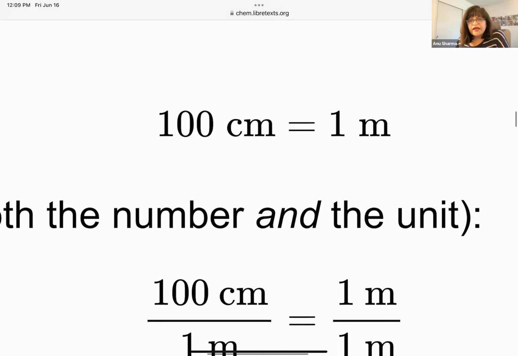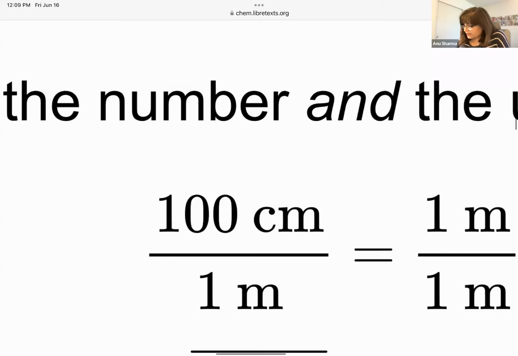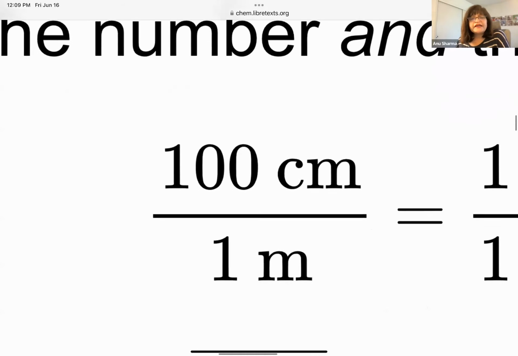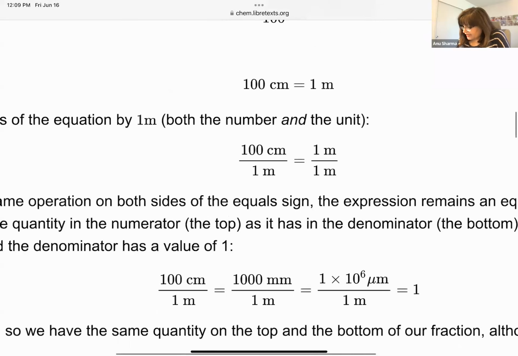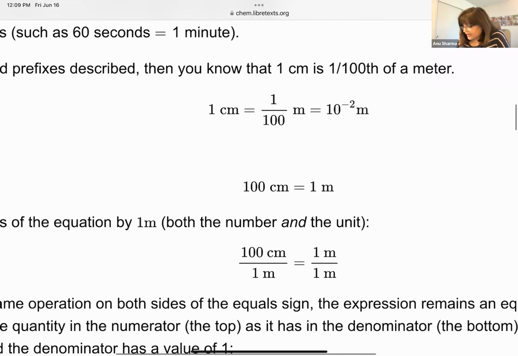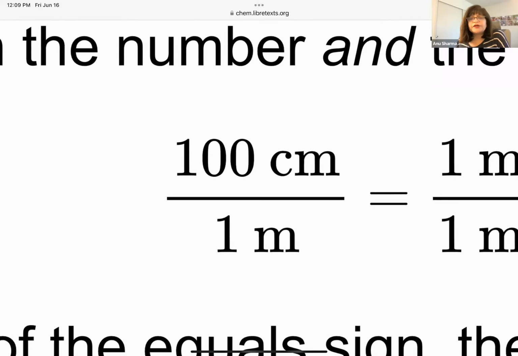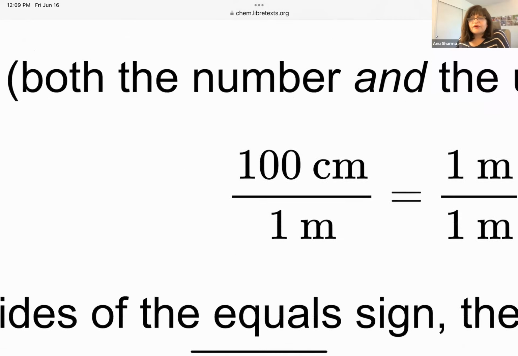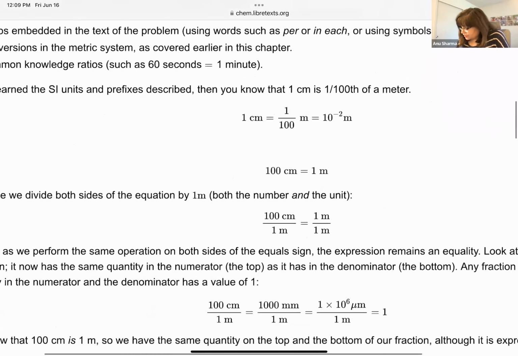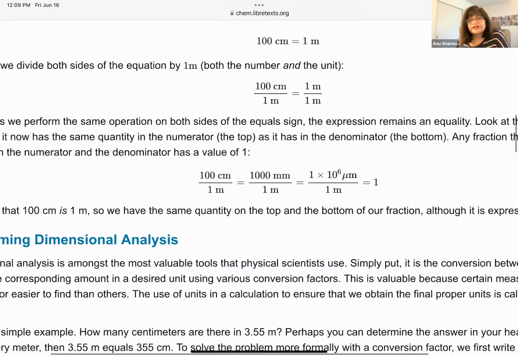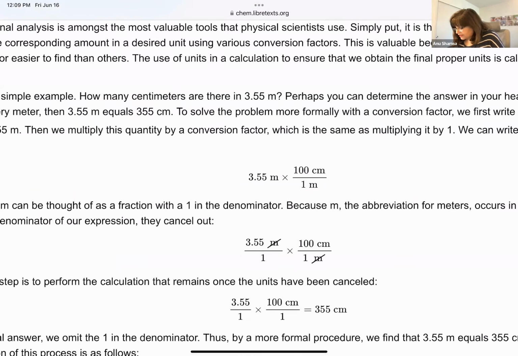This equality has two conversion factors. One of them is 100 centimeter over 1 meter. The other one is the flipped one. So you can flip it. You can take 1 meter and put it on the top, and you can take 100 centimeter and put it on the bottom. And I'm going to show you how. So these two conversion factors, you can use them to find the unknown.